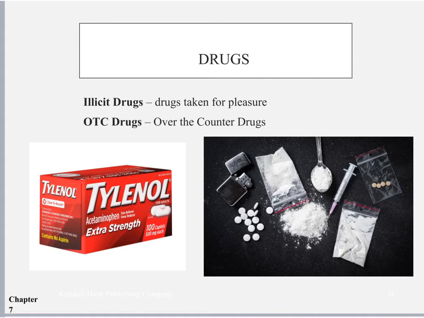So again, illicit drugs versus over-the-counter. Over-the-counter, you do not have to have a prescription for. Those would be like Tylenol, Motrin, aspirin, whereas an illicit drug would be a drug that you take for pleasure. So again, this is going to be all the big name ones that you know of: marijuana, heroin, cocaine, but a drug that you get as a prescription can also be abused and be taken for pleasure, like oxycodone or OxyContin, and that then becomes an illicit drug because you are taking it for pleasure.